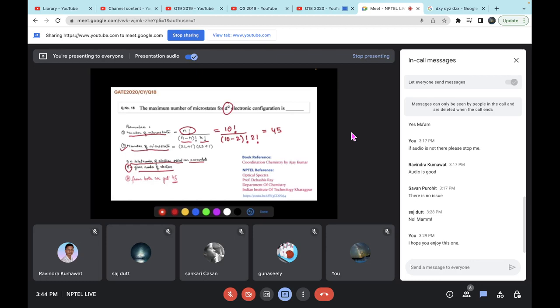This is based on the term symbols, because D2 has a total of 5 terms. For each term symbol, we can find the number of microstates associated with it using this. And for all those 5, if we sum them up, then we get a total of 45 again.